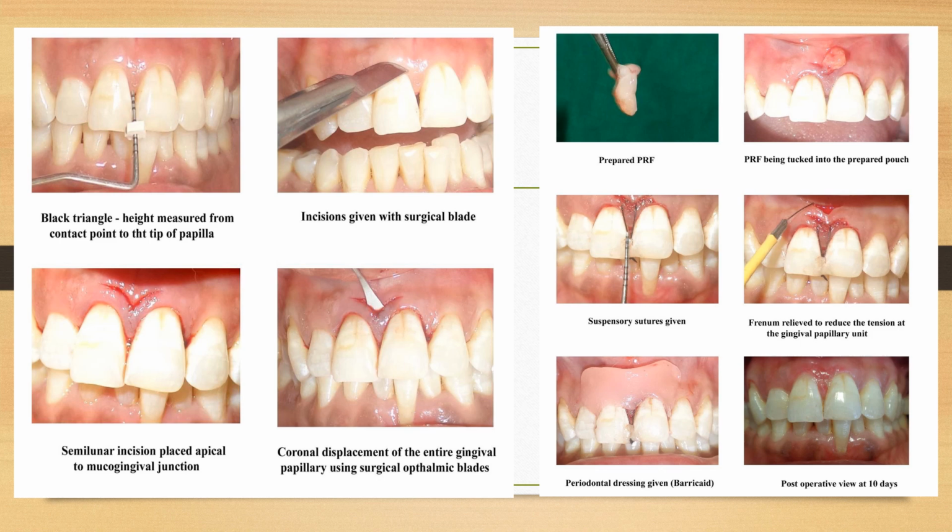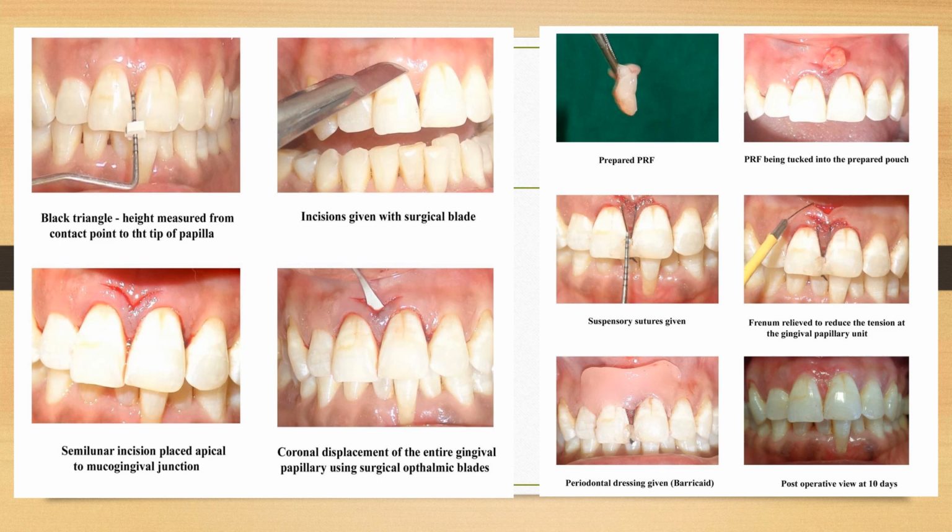Okay. So the incision is given with the surgical blade. You can see the semilunar incisions. So semilunar incisions have been given. Then the coronal displacement of the entire gingival papilla using the surgical ophthalmic blades. So there is a pouch that will be created in between. For this case, a full thickness flap will be raised.